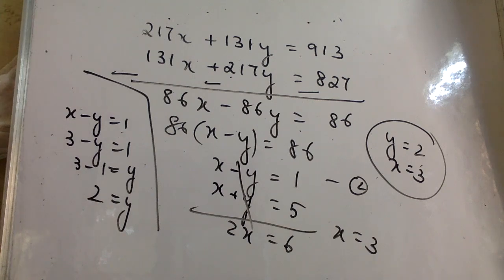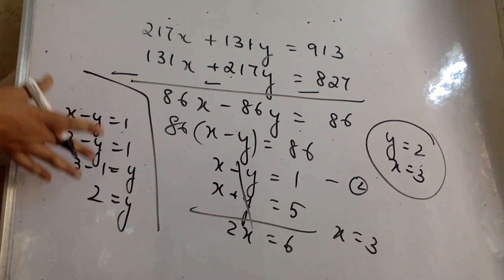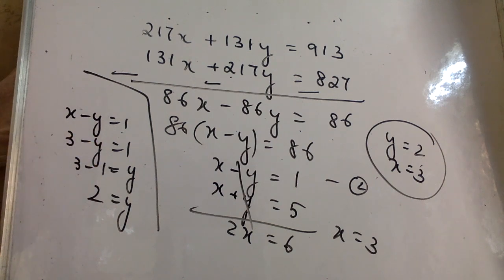So these were sums on elimination. We'll do more types of simultaneous linear equation sums in the next video. That's it for today. These are the special types. This was a very special type.